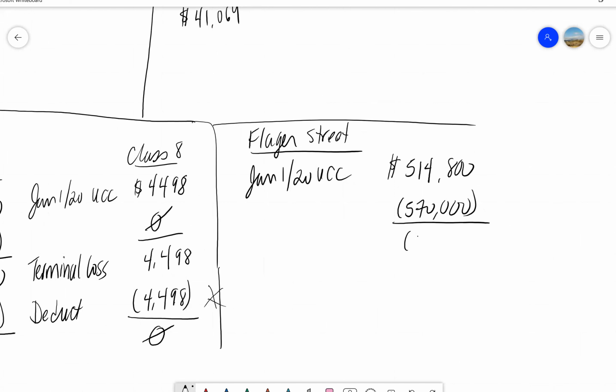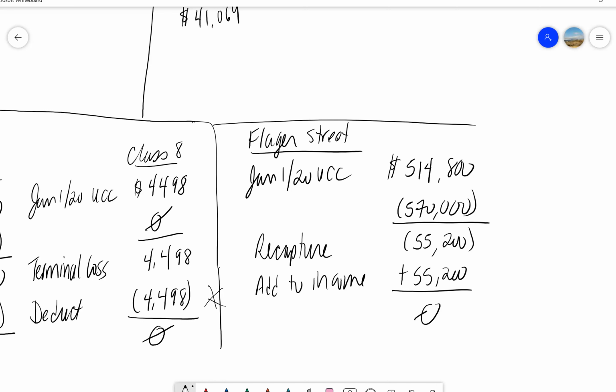And we have a negative amount of $55,200. Because this is the last asset in the class, it's only the one asset, this negative amount is going to remain negative when we get to the end of the year. And this is called recapture. Once again, remember from chapter 5, if we have a negative balance and it remains negative at the end of the year, that means we took too much CCA. And so we have to add this to income. This is going to be an amount we add to income. And that will reset this to 0.